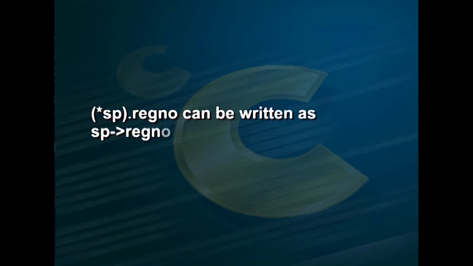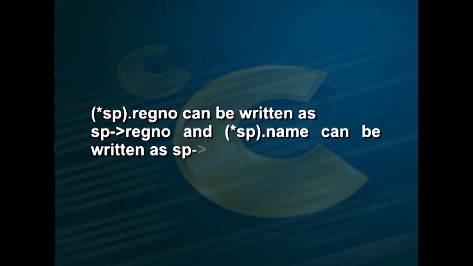An alternate notation is also provided in C for pointer to structure. The operator minus sign immediately followed by greater than sign (->) can also be used to refer to a member. Now, (*sp).registernumber can be written as sp->registernumber, and (*sp).name can be written as sp->name.